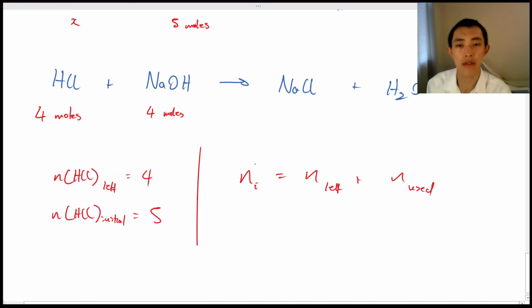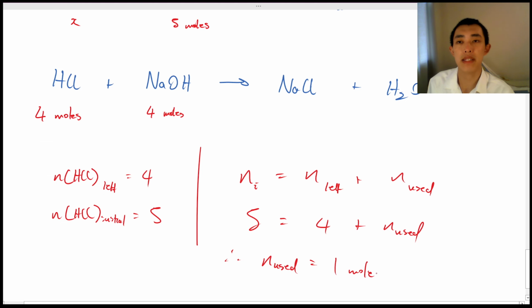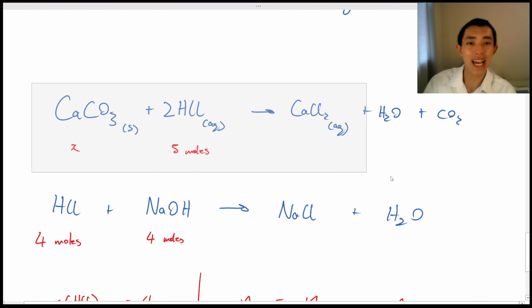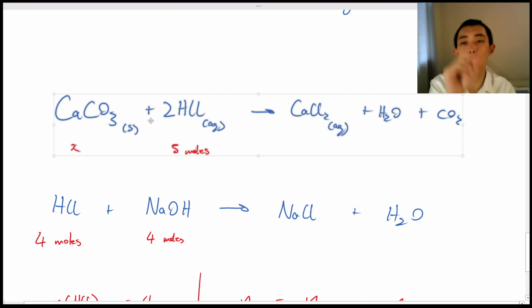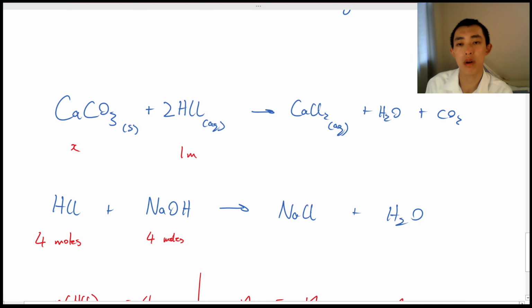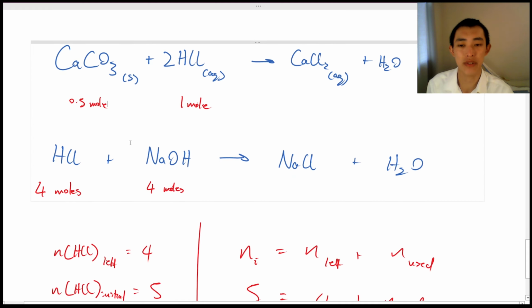That makes sense. If I had 5 cakes and there are 2 cakes left, then 3 must have been eaten. 5 is equal to 4 plus the moles used. Therefore, we used 1 mole. So in this process of reacting, I used up 1 mole of HCl. By molar ratio, I must have had 0.5 moles of calcium carbonate. And that's all there is to back titration.